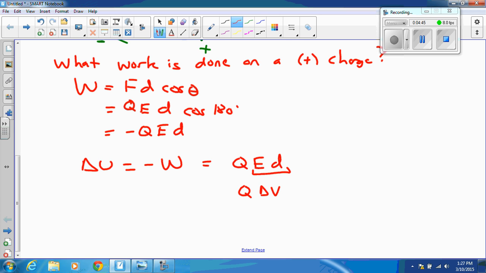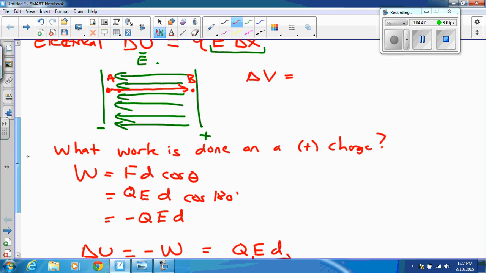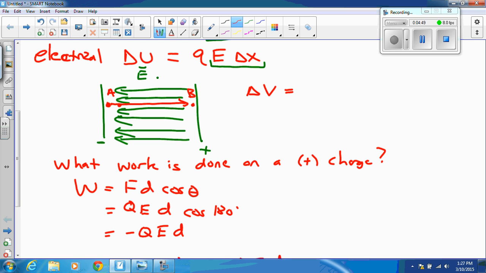Well, if you compare these two, you can see that the change in potential that we get is equal to field times distance. But we're going to insert the negative sign because the field points in the opposite direction of the distance that is traveled. In other words, as I go up field lines, I'm going to go down in electrical potential. So this is going to be our first major equation right here.